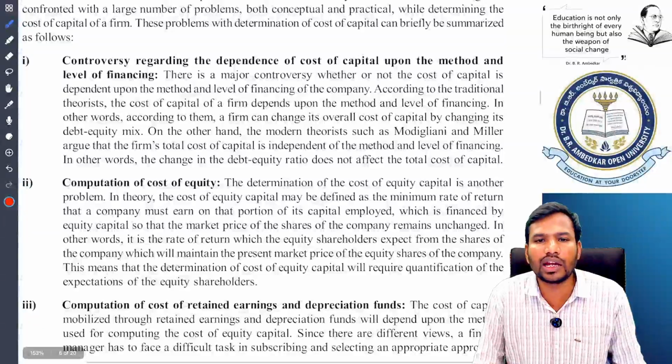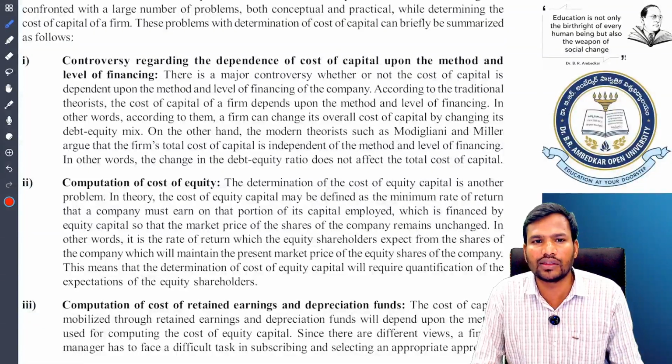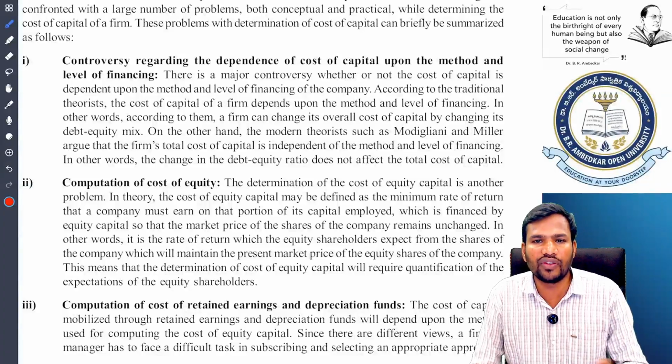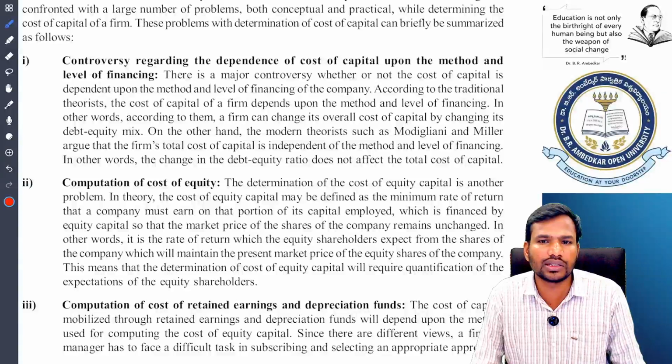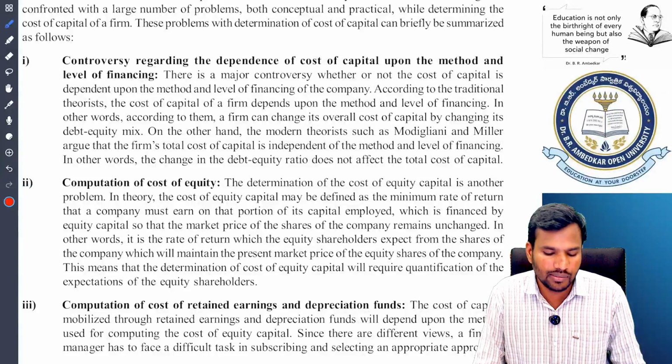See, if the company declares dividends to the shareholders, what is the effect on the cost of capital? We have to see if it is affecting or not affecting, and on that basis the company should take the decision. Some authors, some economists, give controversial opinions on the cost of capital. Some say if the company declares dividends it will not affect, some say it will affect.